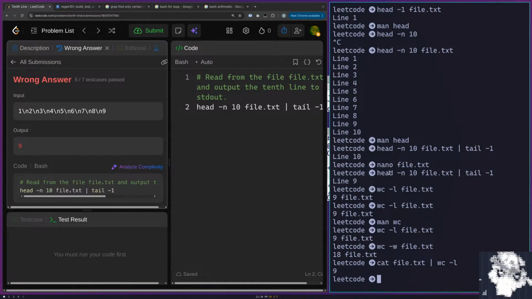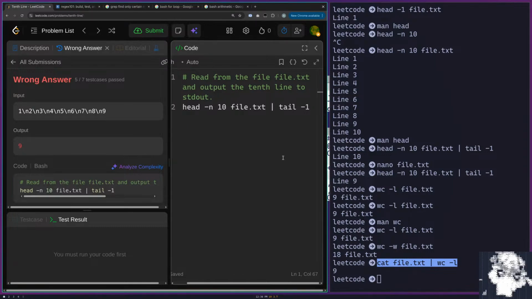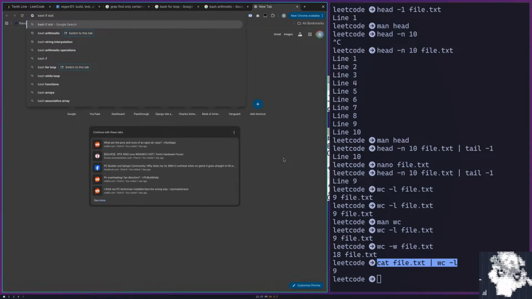Okay, so now we just need to say, if this is less than 10, do nothing. Otherwise, do this. So, grab this. I don't know how to do an if in Bash. It's something like that, right? I have to look this up. Bash if statement.